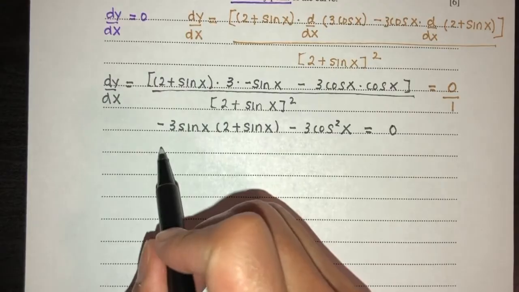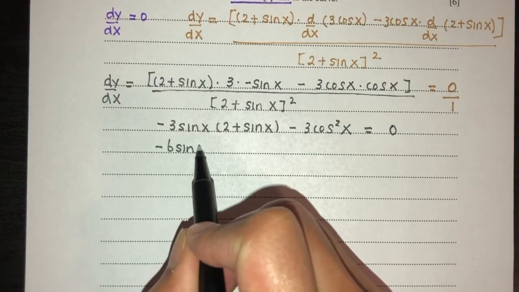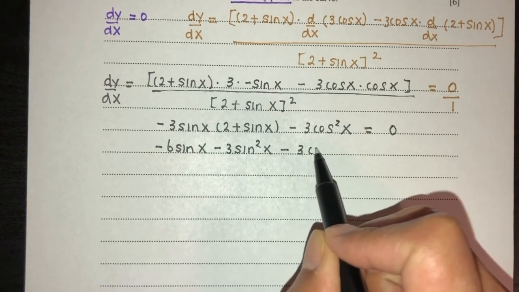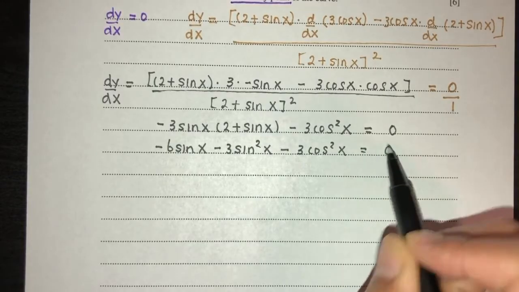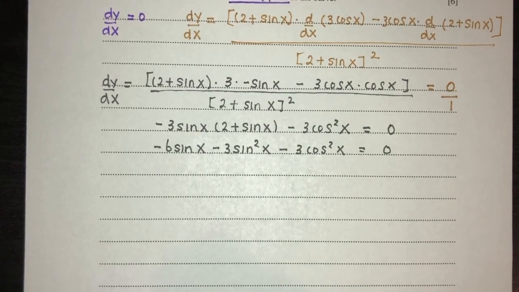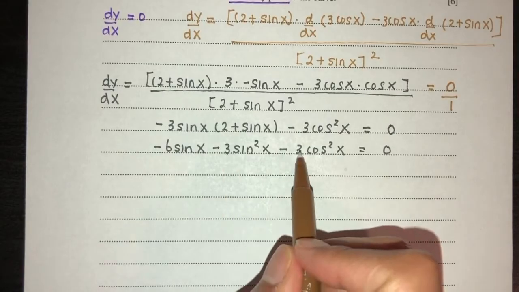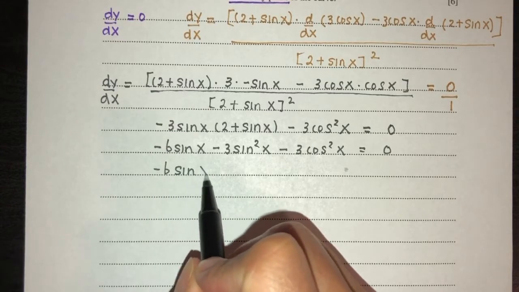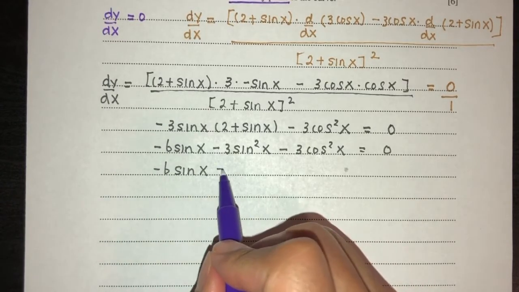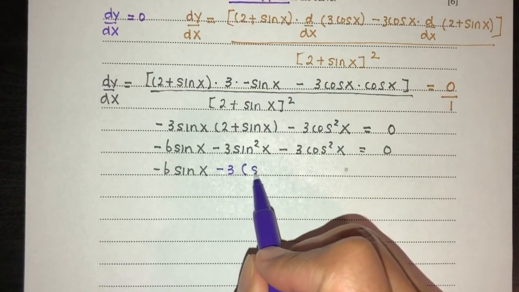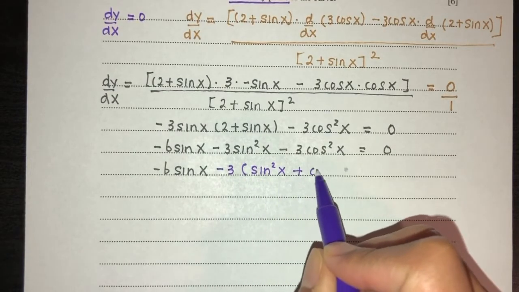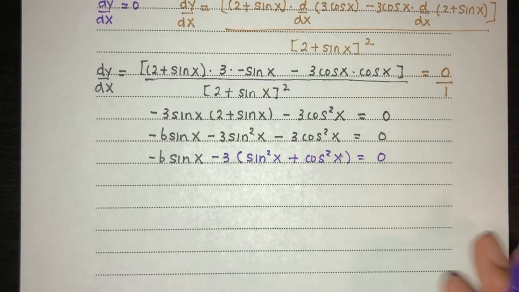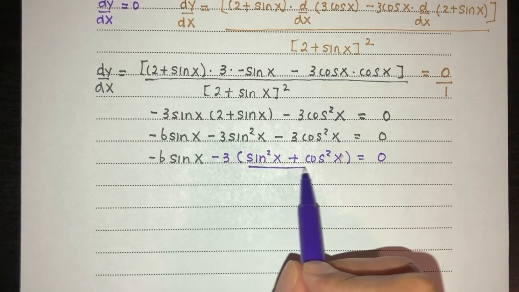So let's expand this first. We have minus 6 sine x minus 3 sine square x minus 3 cos square x. Okay. So now if you observe, what can we do now? We can try to factorize this minus 3 outside. So here we have the same thing for now, minus 6 sine x. Now if you take out the minus 3 outside by factorization, on the inside you will have sine square x plus cos square x, and that is equal to 0. Now from your list of formula, you will see this is equal to 1.